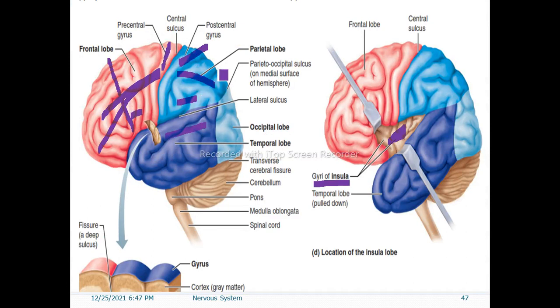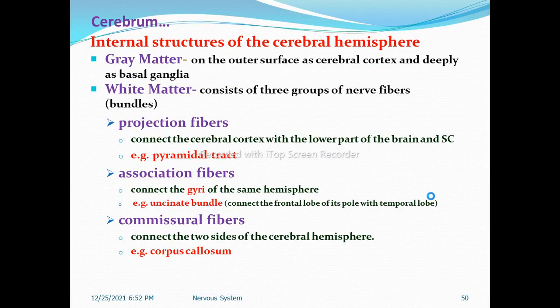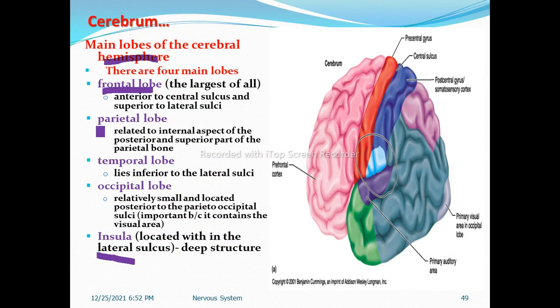Let me show you. This is the parietal lobe, this is the temporal lobe, this is the occipital lobe. They are differentiated by color. This is the cerebrum. The second one is the parietal lobe. The parietal lobe is this one. It is related to the internal aspects of the posterior and superior part of the parietal bone. So the parietal lobe is associated with the parietal bone.